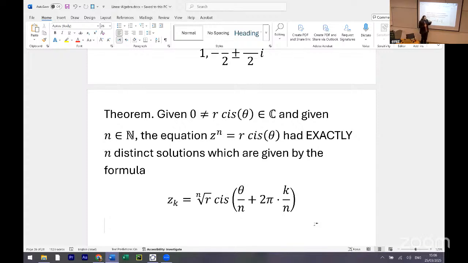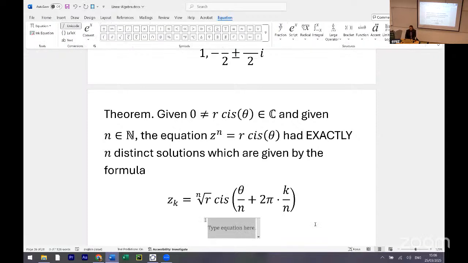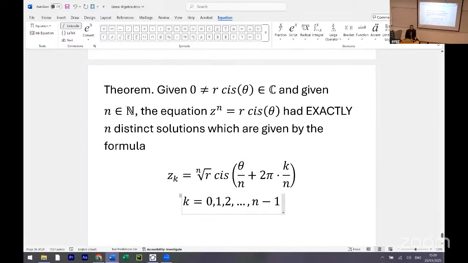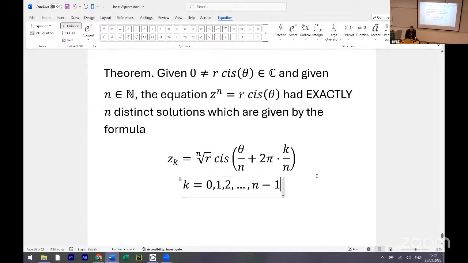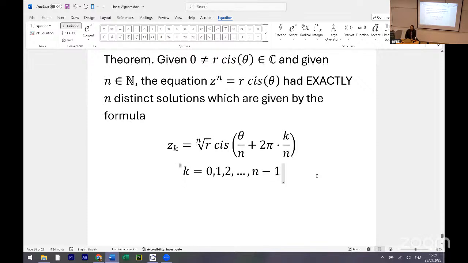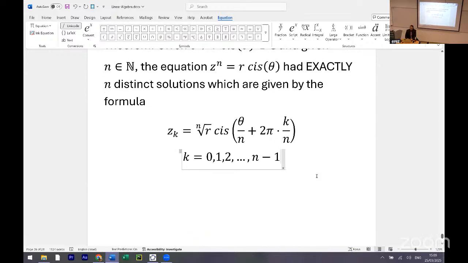I will show you how to get to it in any case, and it still doesn't answer why there are exactly n distinct numbers. And also I forgot something. What do you substitute for k? For k, you can substitute 0, 1, 2, and all the way up to n minus 1. These are n distinct values. And I will explain to you in a bit why these are the solutions, why they are distinct, and are there no others?